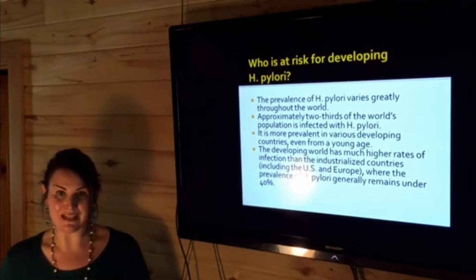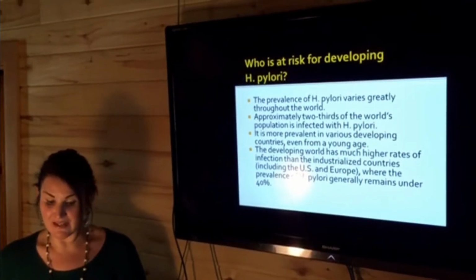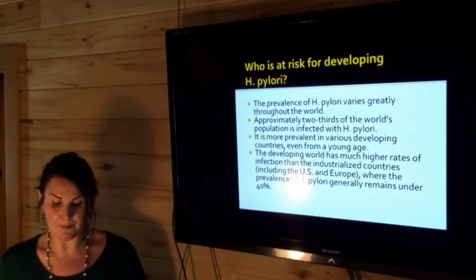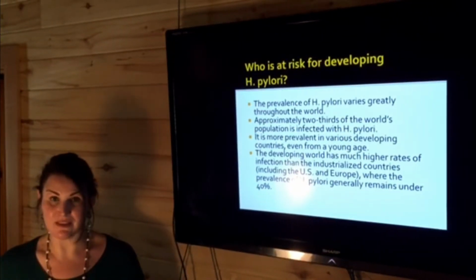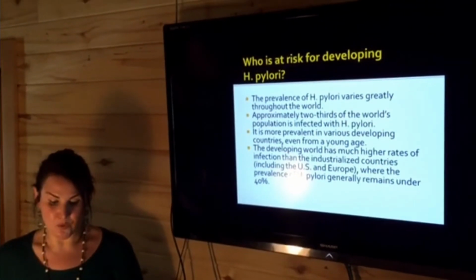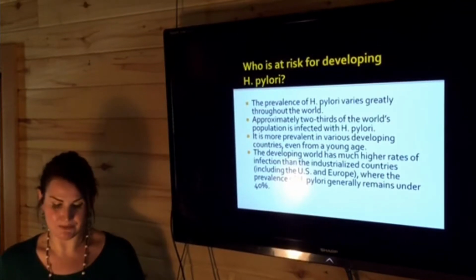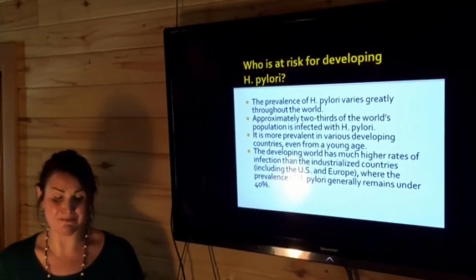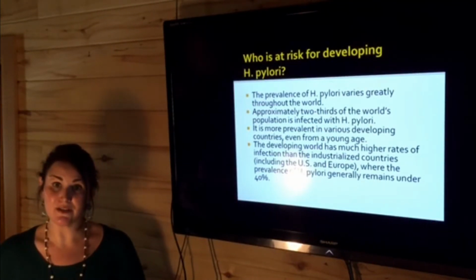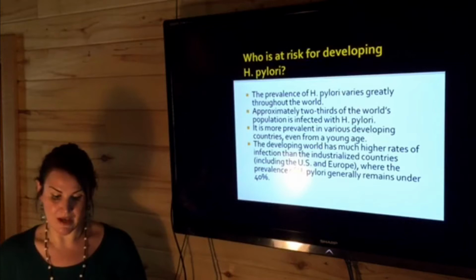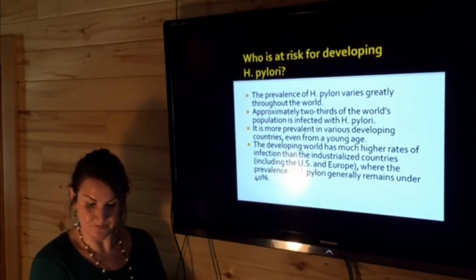Who is at risk for developing H. pylori? The prevalence of H. pylori varies greatly throughout the world. Approximately 2/3 of the world population is infected with H. pylori. It is more prevalent in various developing countries, even from a young age. The developing world has much higher rates of infection than the industrialized countries, including the US and Europe, where the prevalence of H. pylori generally remains under 40%.